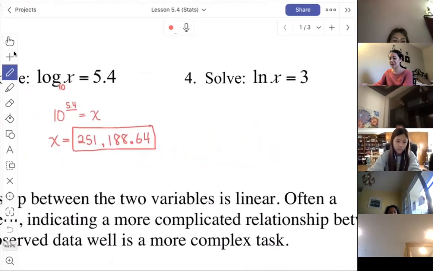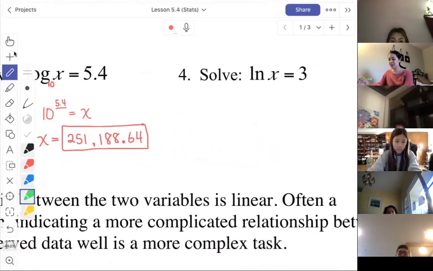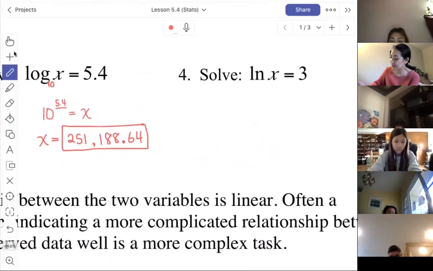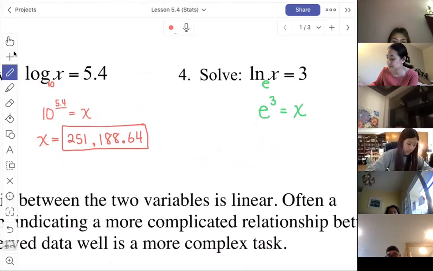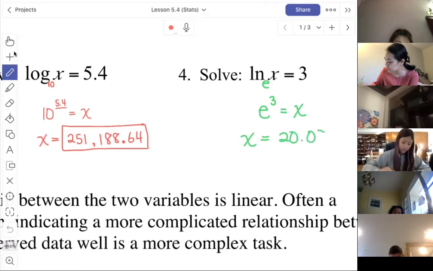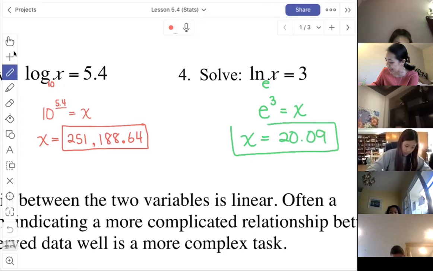Very similar. This time we're asked to solve for the natural log. Remember, the understood base for this one is e. So this means e to the exponent of 3 gets you what's inside that log. Now try to find this on your calculator. e to the exponent of 3 is equal to x. And see if you can get 20.09.